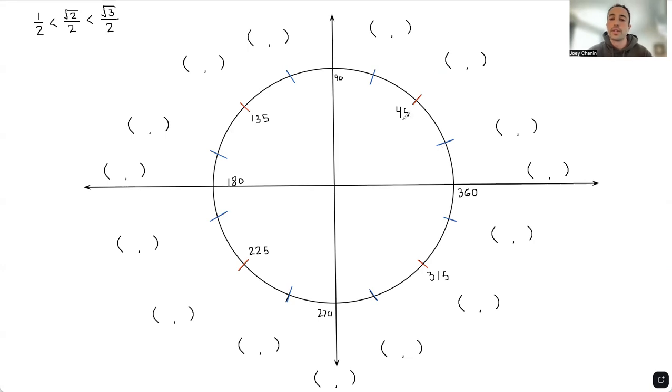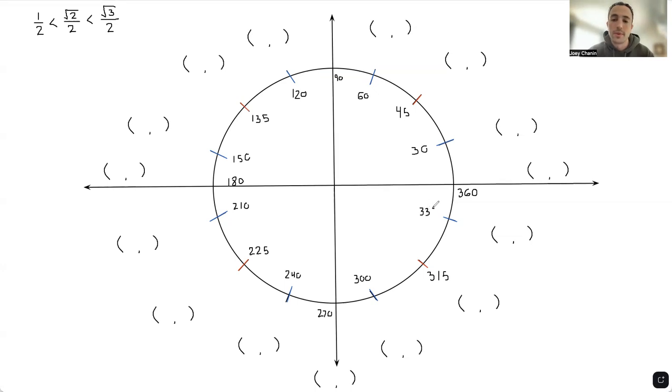Our first and third tick marks in each quadrant, the blue ones, we count by 30. So 30, 60, 90, including the axis, 120, 150, 180, including the axis, 210, 240, 270, 300, and 330.